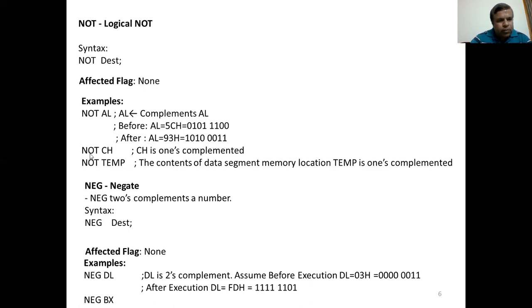Then some more examples: NOT CH. An 8-bit data stored in the CH register is complemented. NOT temp. See here, the destination operand is a memory location. So the contents of the data segment memory location temp are complemented, and the result will be stored back into this memory location.